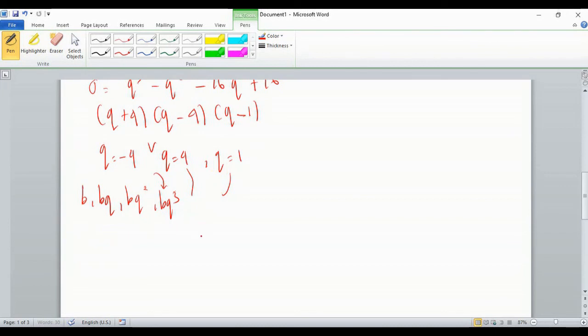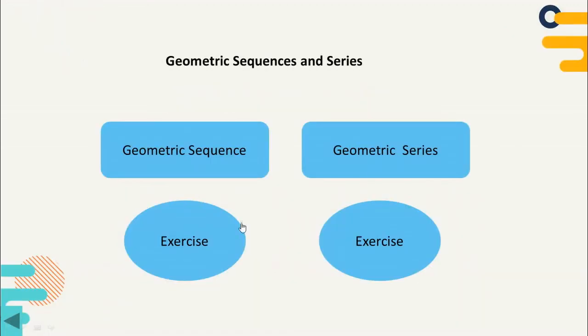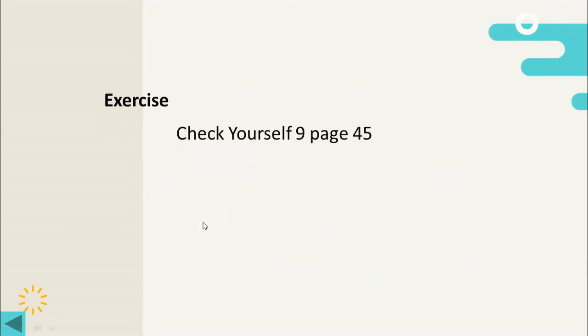Okay, I think that's enough for me to find the k, so you can continue to find the terms from this one. Okay, everyone, we already learned about the geometric sequence, the four of them. Now we go to exercise. In exercise, please do the exercises in Check Yourself 9, page 45, and then Check Yourself 10, page 49.